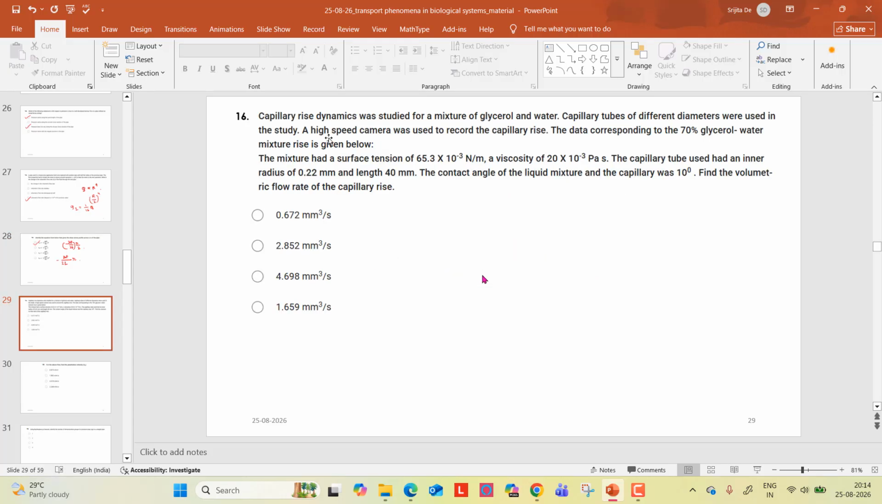Next. Capillary rise dynamics was studied for a mixture of glycerol and water. Capillary tubes of different diameters were used in the study. Okay, so this is the same equation, same type of problem, but the calculation has to be different. So we'll calculate for the P capillary. It is 2 gamma cos theta by R equal to, let's calculate first.